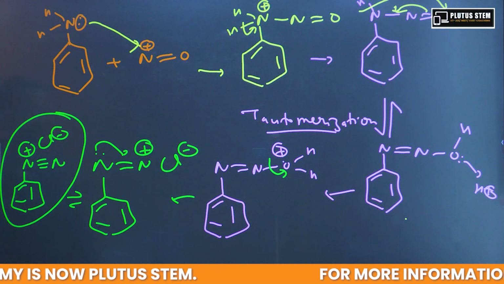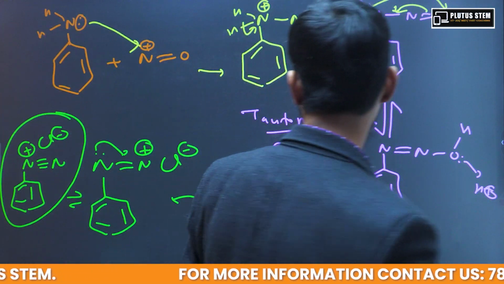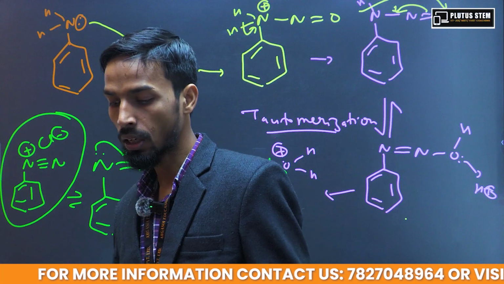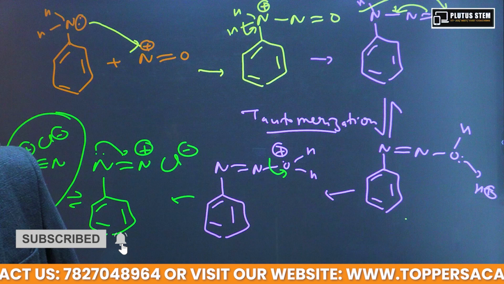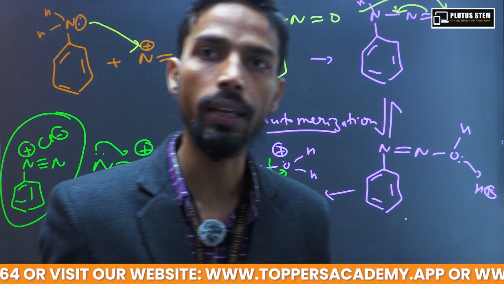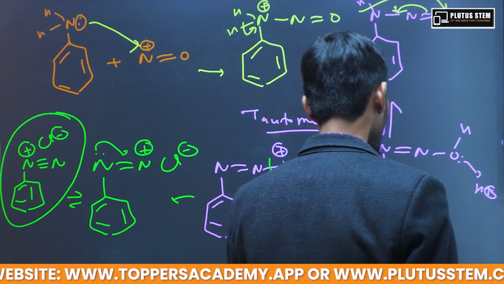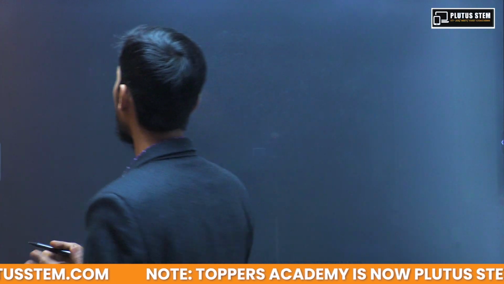This is the way. So this is the diazonium salt. This is the preparation of diazonium salt. How we can prepare the diazonium salt? I have shown you over here how we can prepare this diazonium salt. In this video we have seen how to prepare the diazonium salt from aniline.